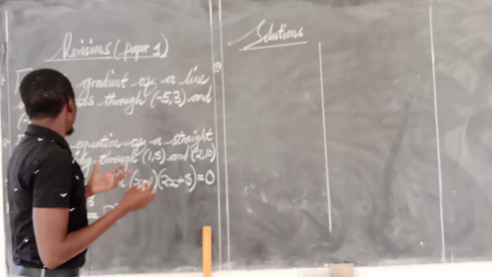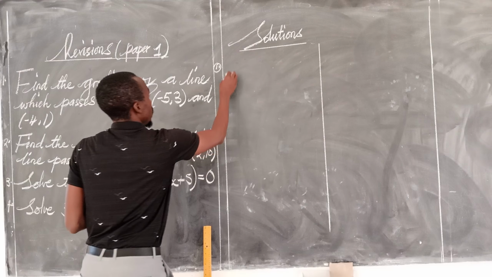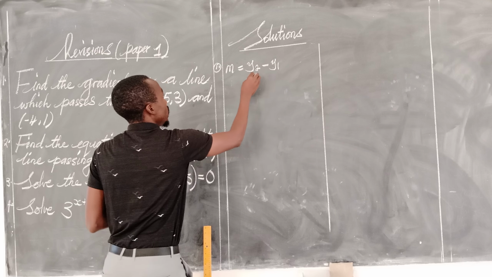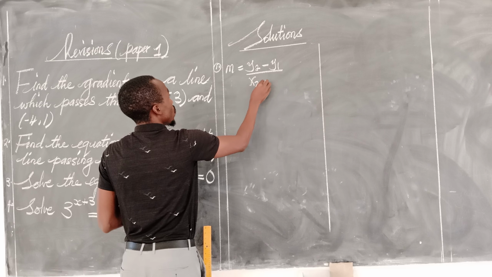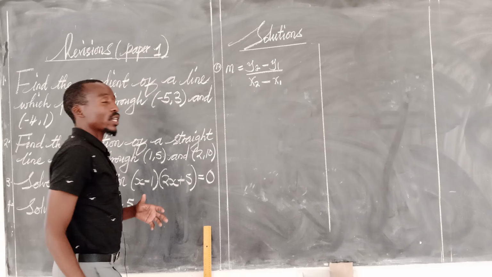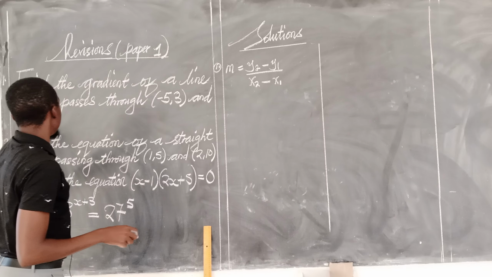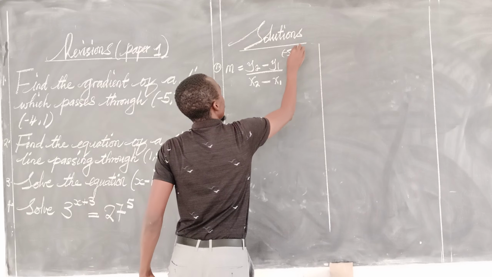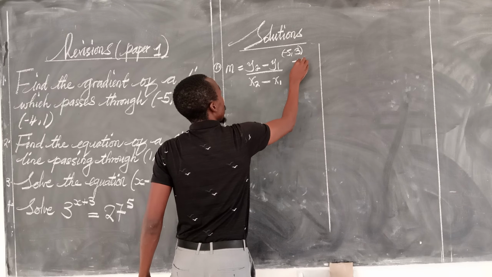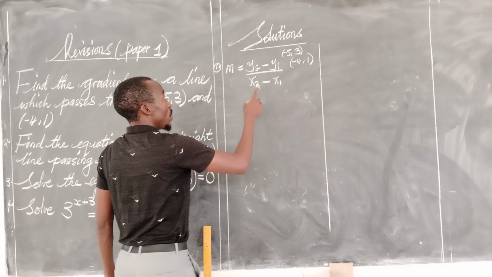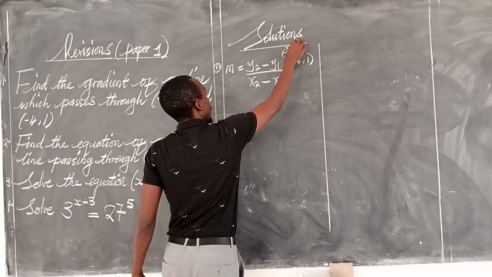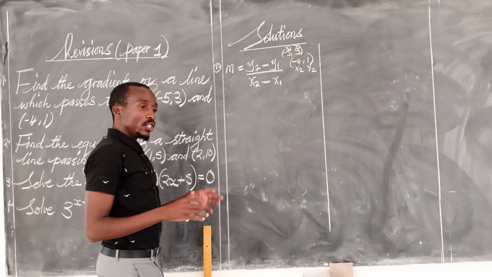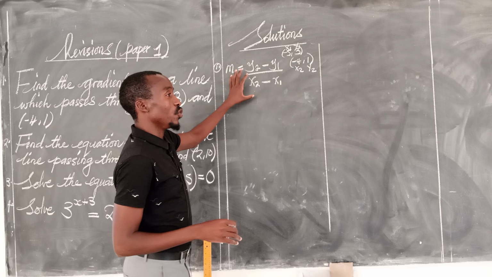So for you to find the gradient, we use the formula. Okay, so we say this is the formula. Gradient is equal to y2 minus y1 over x2 minus x1. Okay, so in our question, we have been given the points (-5, 3) and also (-4, 1). Okay. So here on this point, this is our x1 and that is our y1. This is our x2 and we have our y2. So all you need to do is just replace these in your formula.